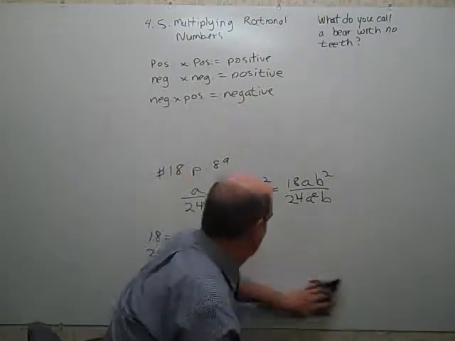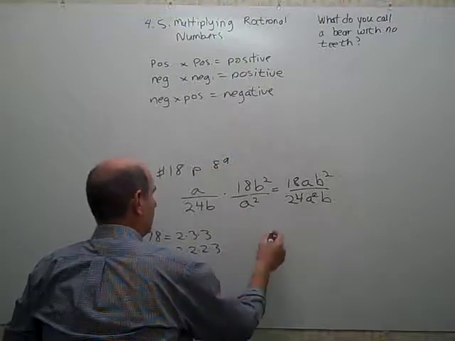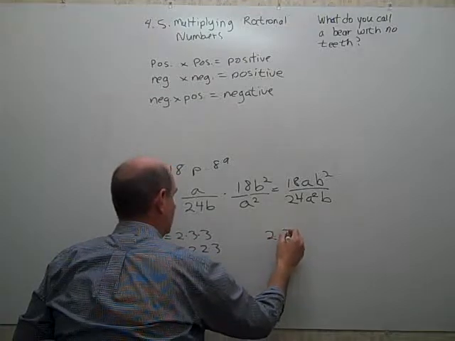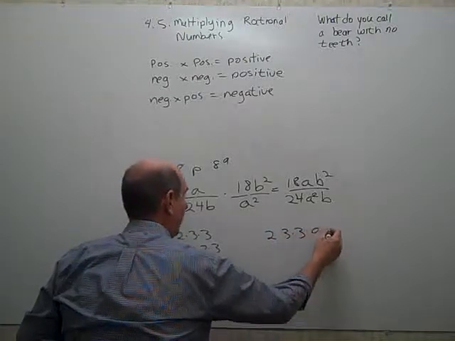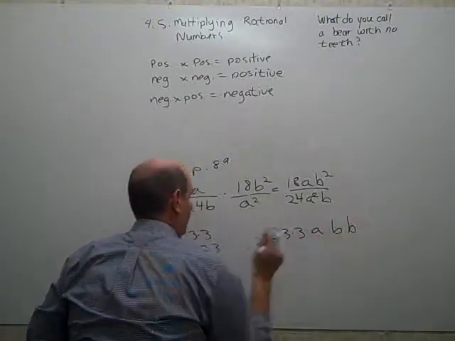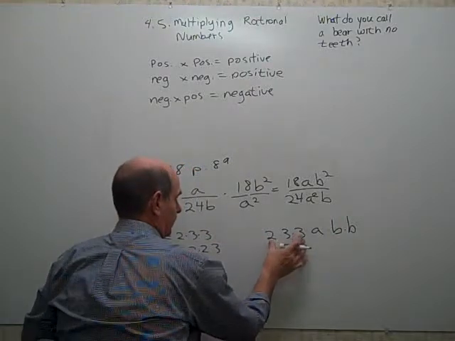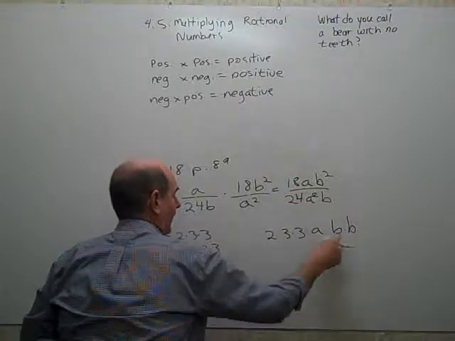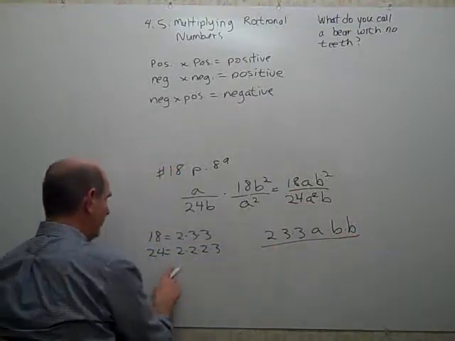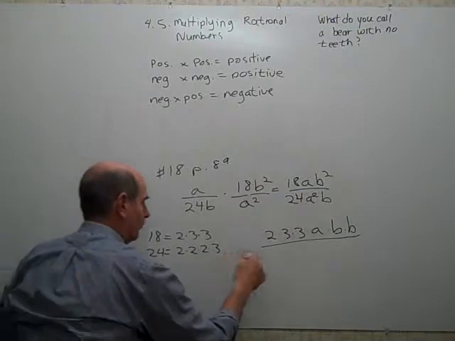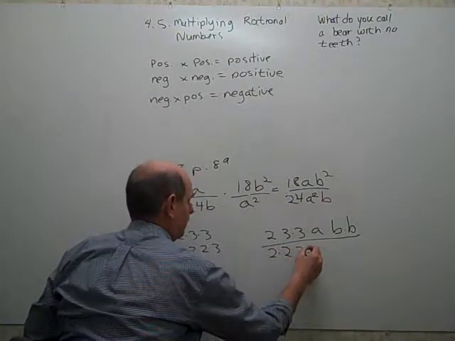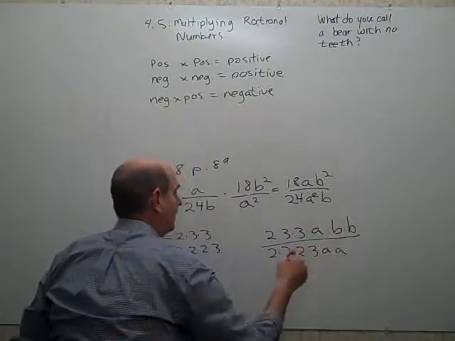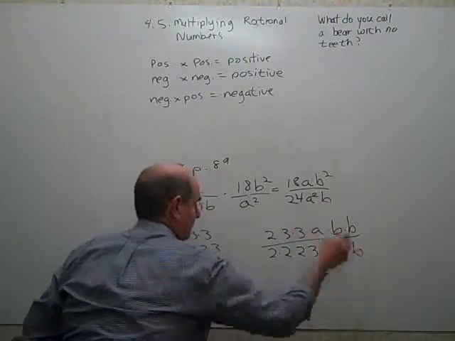Okay, so we know that 18ab squared could be written as 2 times 3 times 3 times a times b times b. So here's our 6 times 3 is 18, a, b to the second. Same as that. 18a, b to the second. 24 is 2 times 2 times 2 times 3. A squared is a times a and times b.